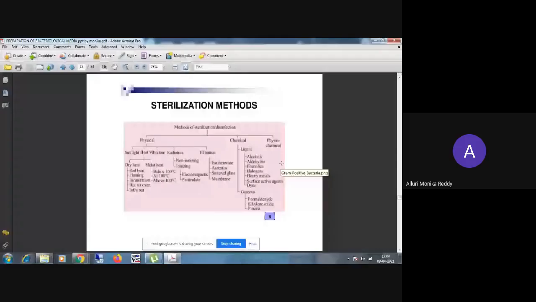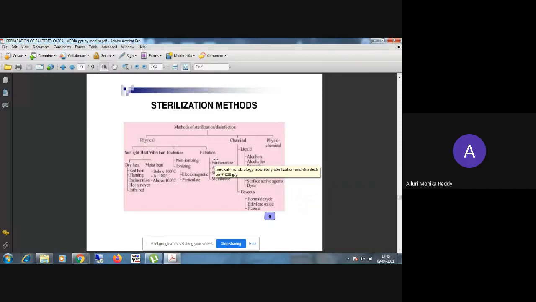Coming to the sterilization methods, physical is nothing but sunlight, heat, vibration, radiation. Coming to dry heat: red heat, flaming, incineration, hot air oven, infrared. All these are examples of dry heat sterilization. And moist heat, below 100 degrees Celsius. No direct heat is applied here. And radiation: non-ionizing, ionizing, electromagnetic, particulate radiation.